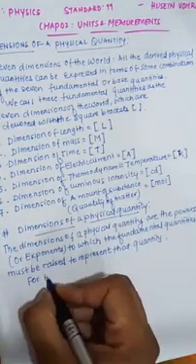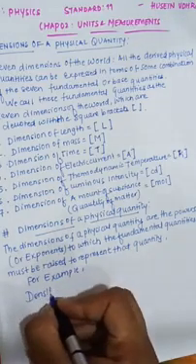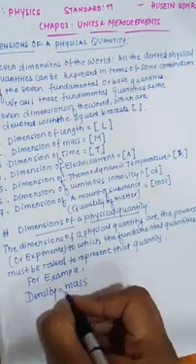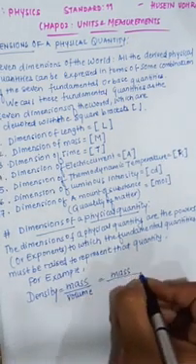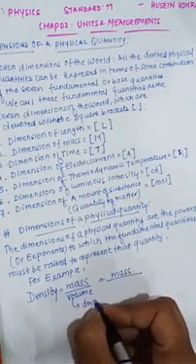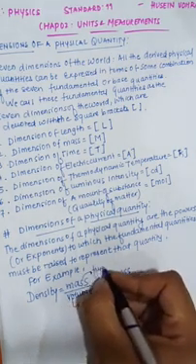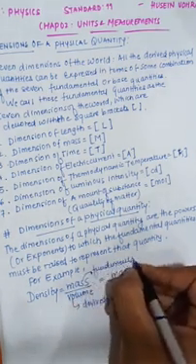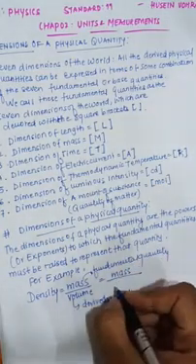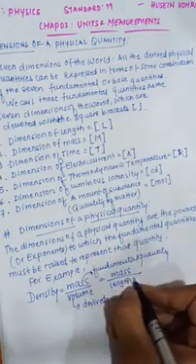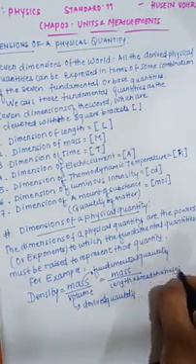For example, if I take density, what is it? Mass upon volume, that everybody knows. Mass is a fundamental quantity, volume is a derived quantity. Yes or no? A derived quantity can be further divided into base quantities. So volume can be written as length into breadth into height. Yes or no?